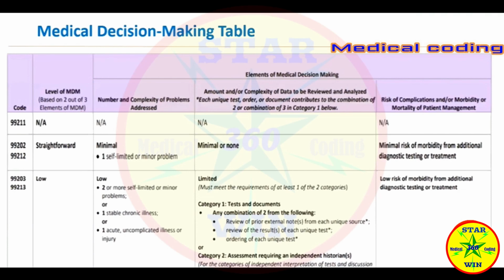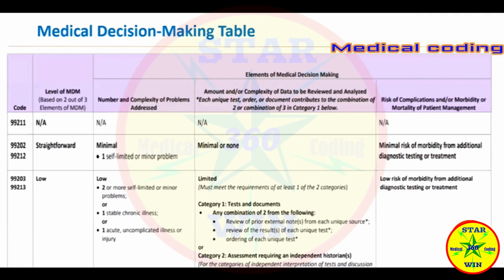Okay, coming to table B, here we need to pay some attention. Here they are saying limited. So when can we consider limited under table B, which is nothing but the data table? Here we can observe 2 categories, category 1, category 2. So what is category 1? Category 1 talks about tests and documents. To consider it as category 1, we need at least 2 combinations from these given data points. Then only we can consider that as category 1, which is limited in the data table.